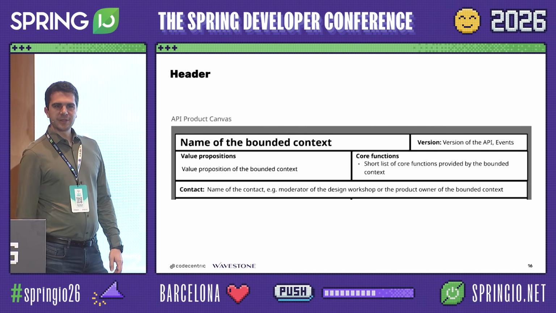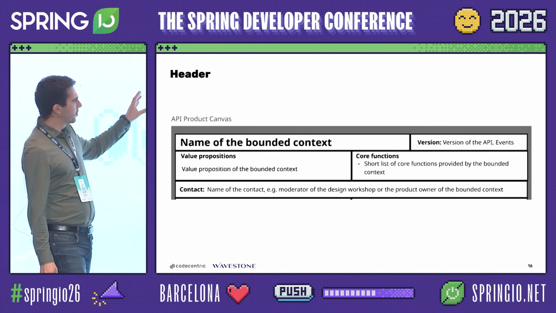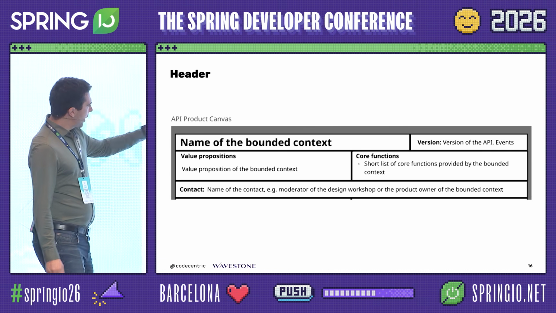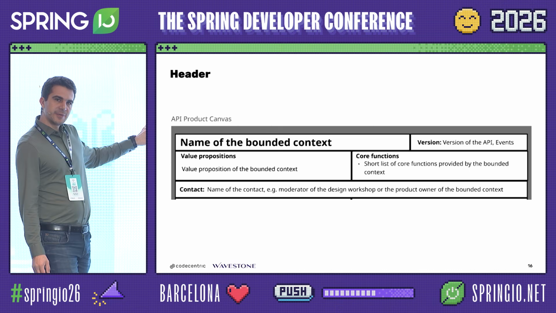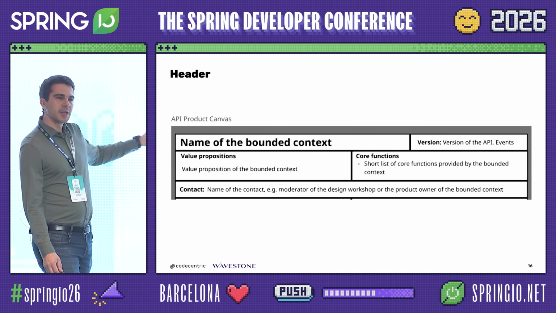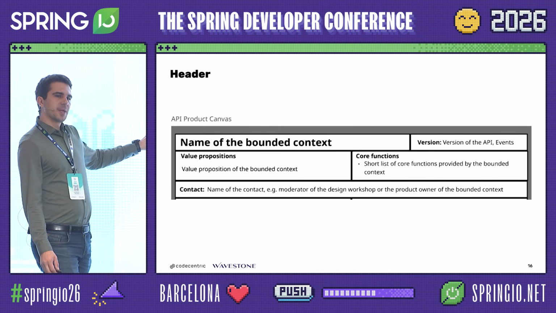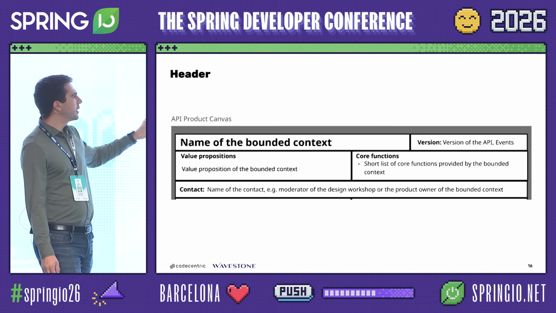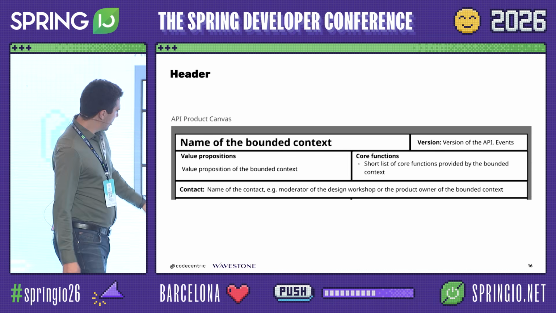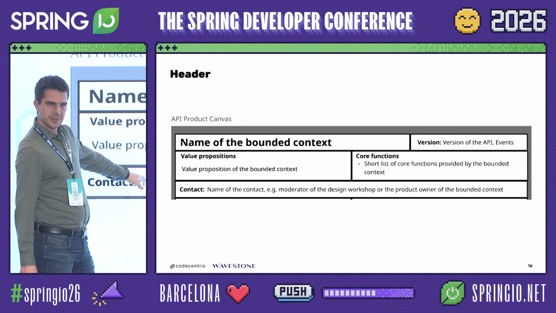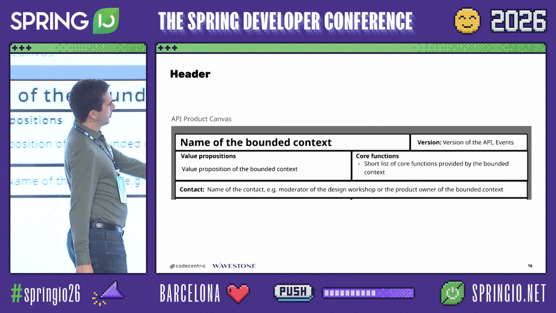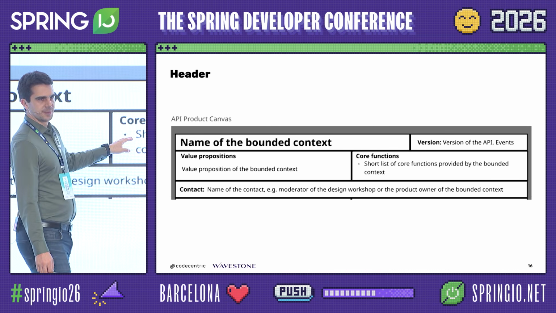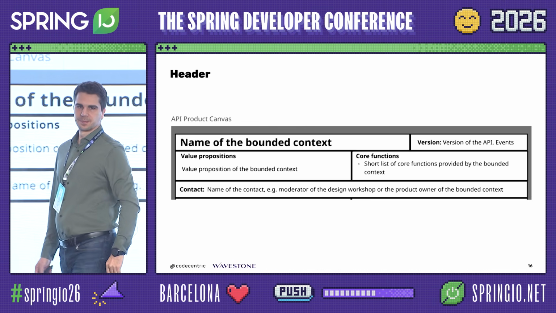The API product canvas has a name, right, of the bounded context. Again, here, the value proposition from the beginning of the business model canvas, right? There we can say, why do we do that? Why do we need this business model? Why do we need that bounded context? Then context, who will own this? Which team will work on that? And what are the core functions? What should it really do?